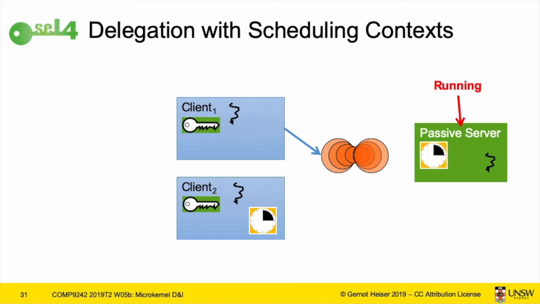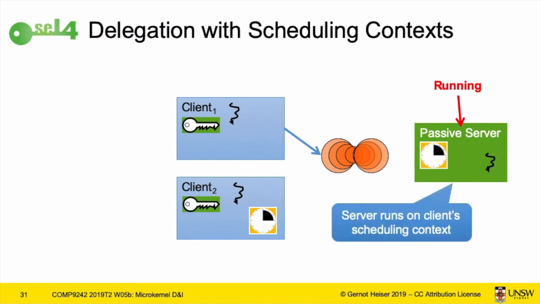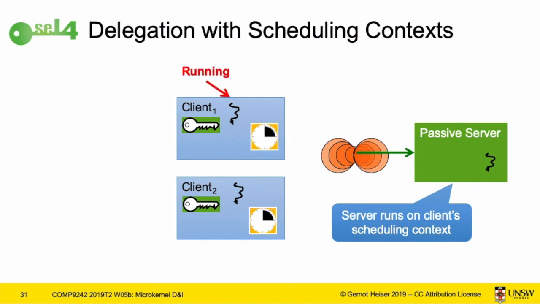The client invokes the server, not the scheduler, and passes its scheduling context along. The server executes on the client's scheduling context, and when it replies back, the scheduling context reverts back to the client. In the meantime, the time consumed by the server has been charged to the client's scheduling context, so our accounting is accurate. What could possibly go wrong?